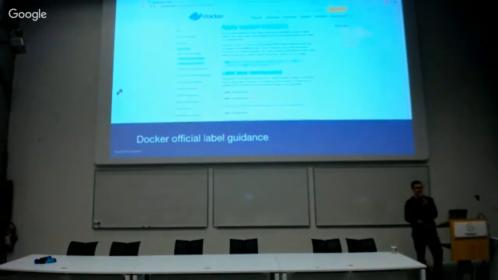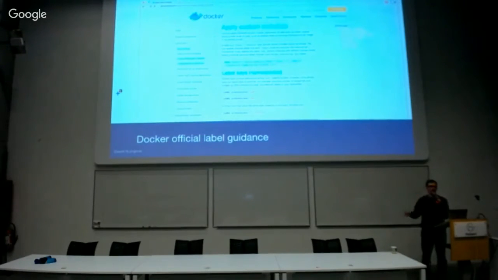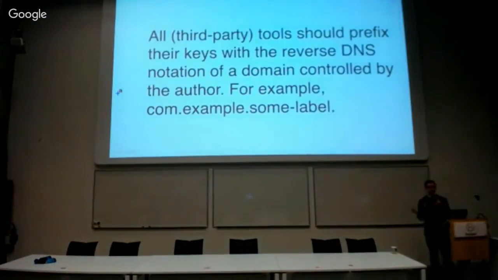One of the things in this space are the official label guidelines. I think it's interesting to dig into some of the specific guidance and compare and contrast it a little bit with some of the details from things like the Debian package guidelines. There's a fundamental difference in approach. The Docker guidelines are very few, so I can actually put them all on slides without running out of time. I definitely couldn't do that with the Debian guidelines. But there are also things like: all third-party tools should prefix their keys with reverse DNS.